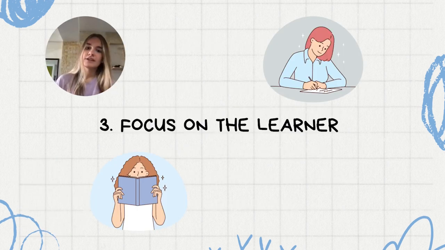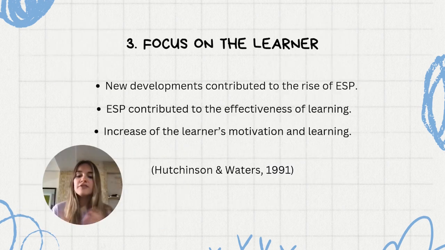The last element of the origins of ESP was a focus on the learner. New developments in educational psychology contributed to the rise of ESP, since they emphasized the importance of the learners and their attitudes towards learning. Also, learners were seen to have different needs and interests. This had an impact on their motivation to learn and the effectiveness of their learning. Finally, adapting an English course to the needs of learners would improve their motivation and willingness to learn.